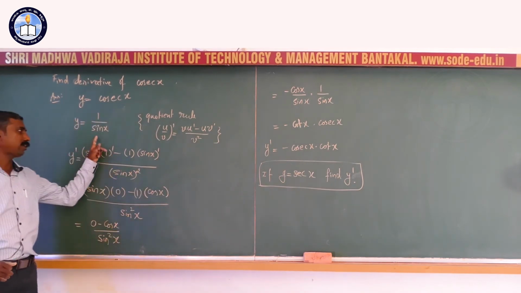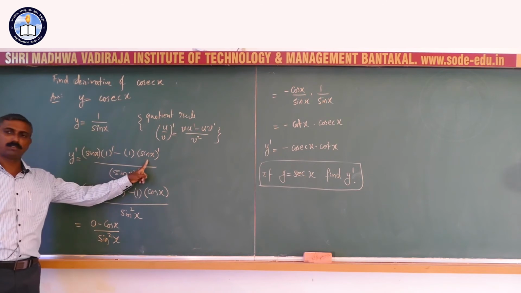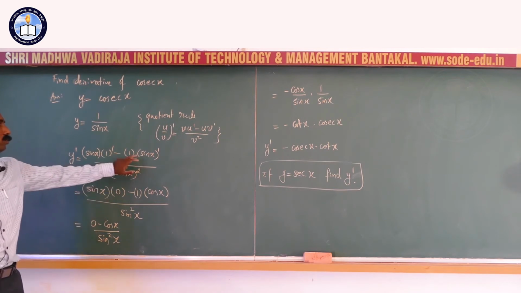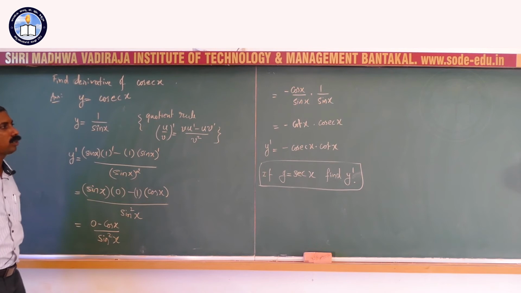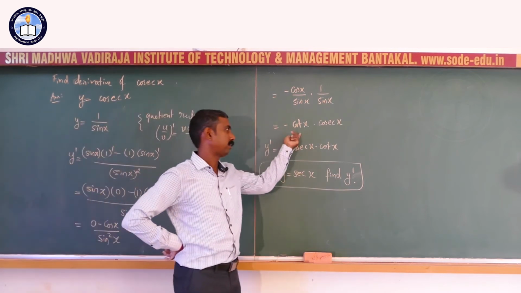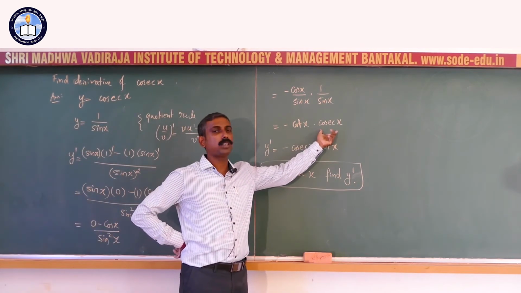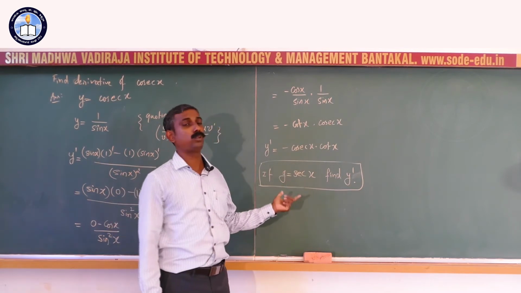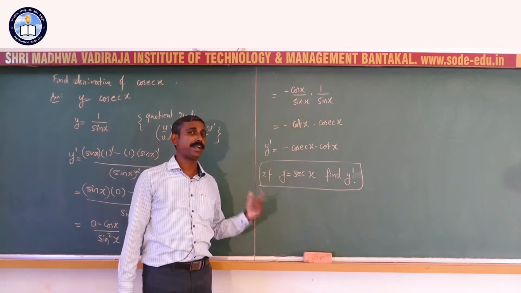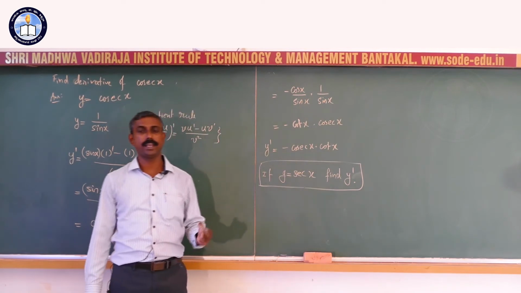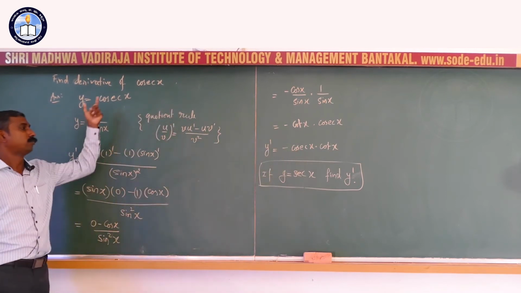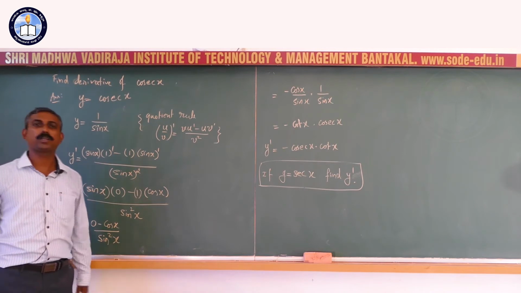It will be 1 by cos x. So, cos x derivative will be sin. So, you will be getting sin by cos. Sorry, minus sin it will be. So, minus, plus. Sin by cos is tan, and 1 by cos is nothing but secant. So, the answer we expect for y is equal to secant x is y dash equal to secant x tan x. For cosecant x it was minus cosecant x cot x.